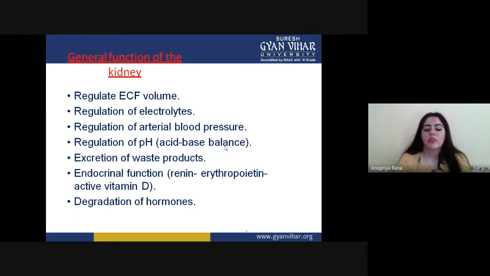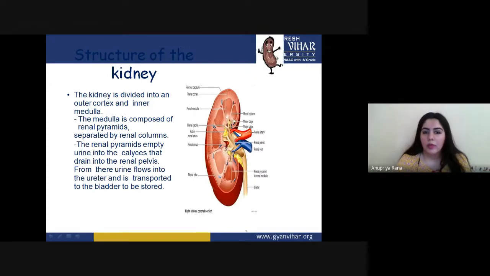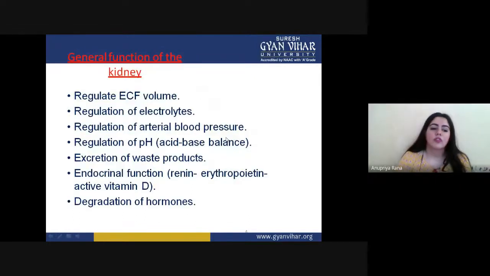Now, this was the general structure of the kidney. Now we have to see their general functions, like what kind of functions are performed by the kidney. So, the very first function is to regulate the ECF volume. This ECF volume is a very important regulation point inside our body that has to be maintained. Regulation of electrolytes is done by the kidney. Regulation of arterial blood pressure. So arterial blood pressure is regulated by the kidney.